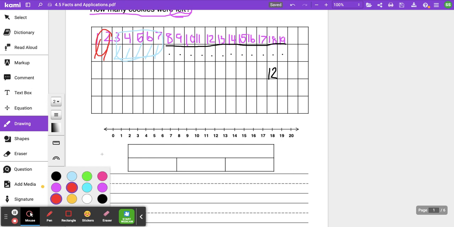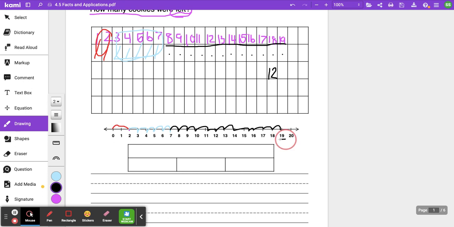Let's check our answer. We said that she ate 2. That's 2. She gave away 5. Oops, wrong color. 1, 2, 3, 4, 5. And then we said that she had 12 left. Let's check that. 12. 1, 2, 3, 4, 5, 6, 7, 8, 9, 10, 11, 12. Yes, I landed on the right number.